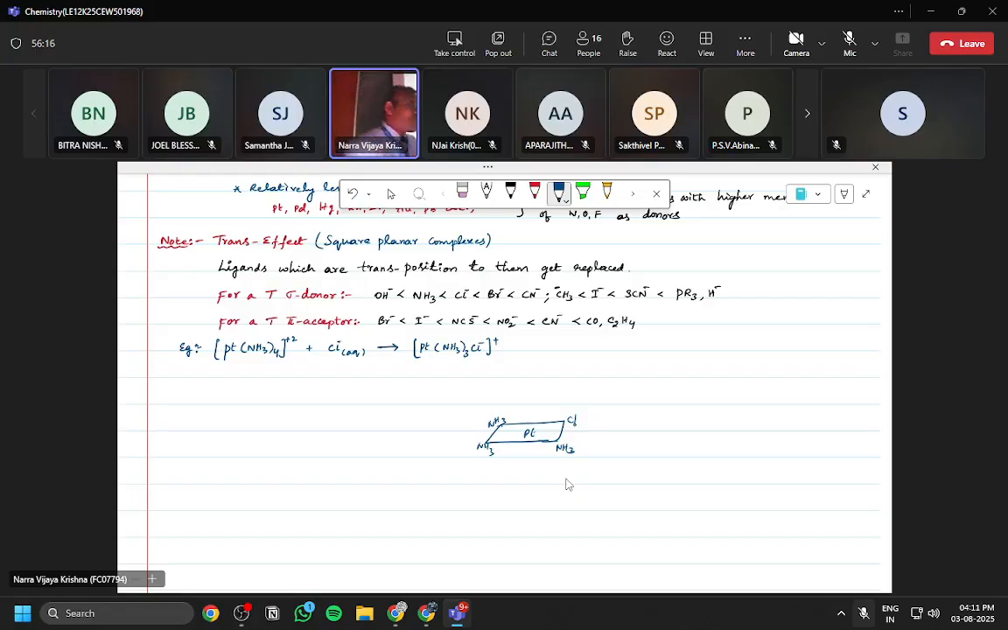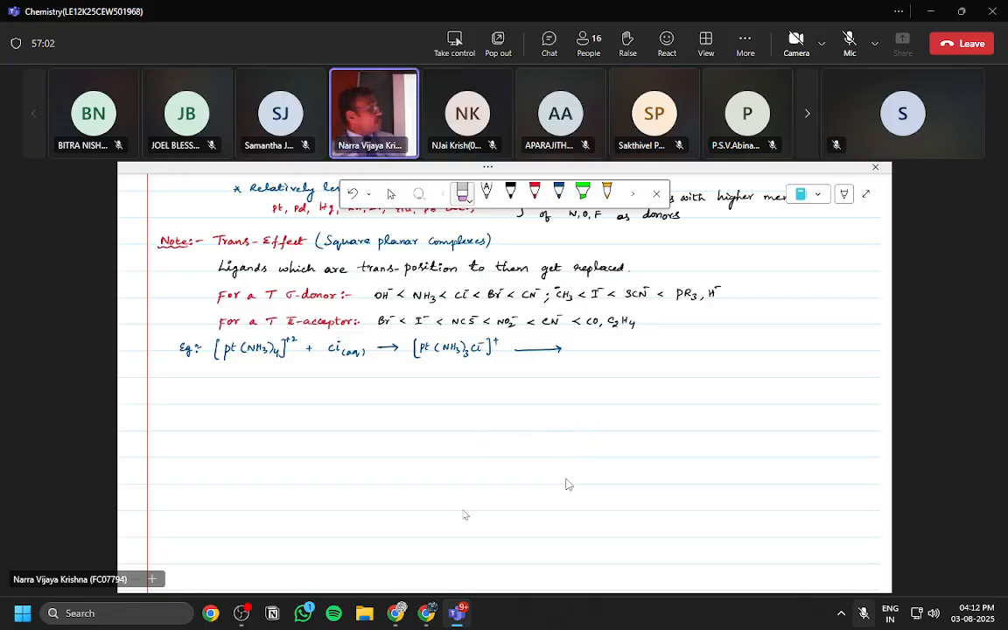If the trans effect shown by chlorine is high, and if I add a second mole of chlorine, which will be replaced? Opposite to chlorine, that is ammonia is replaced. If the trans effect of ammonia is high, then another ammonia is replaced by Cl minus, because I am bringing Cl minus from outside. If this ammonia is showing trans effect, Cl minus is replaced by Cl minus, no difference. If this ammonia also shows trans effect, another NH3 will be replaced by Cl minus. Clear?